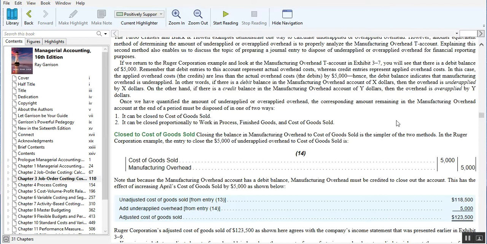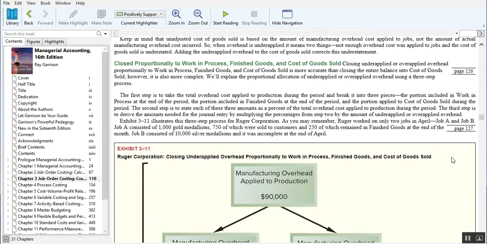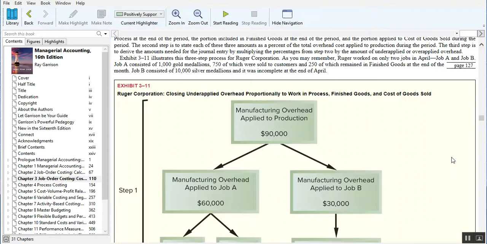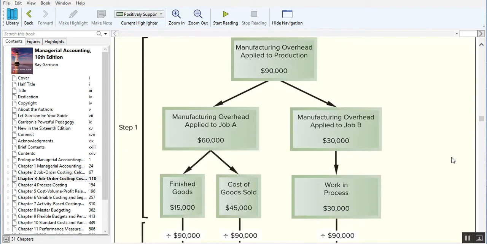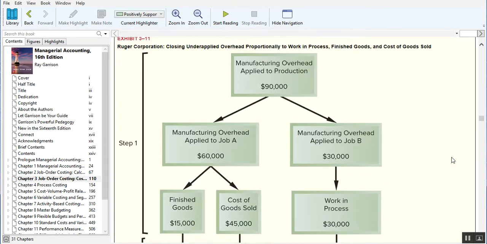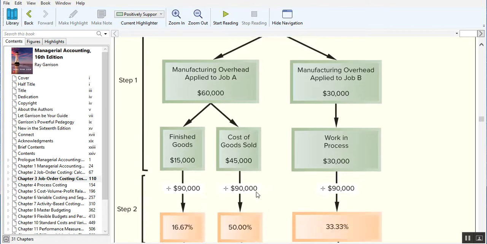Whatever you have, if it's underapplied overhead, in this case that's what they're doing here, you have underapplied overhead from our example, you're going to credit manufacturing overhead and debit cost of goods sold in order to get that into the cost of the product. So here they give you kind of a closing of underapplied overhead, how that works. You have manufacturing overhead applied to production, you have the 60 and the 30, you have finished goods, cost of goods sold, divided by the 90,000 total.